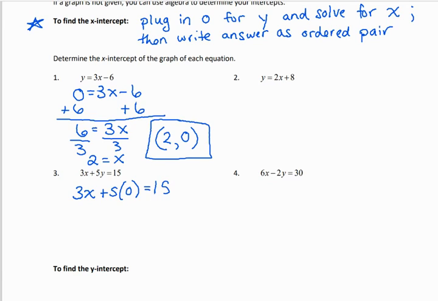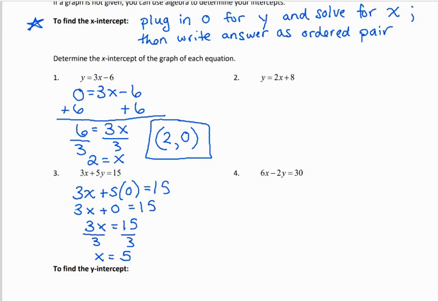Well, I can simplify that, right? What is 5 times 0? 0. So this is really saying 3x plus 0 equals 15. Now what's 3x plus 0? Just 3x. Good. And so now, last but not least, to get x alone, we will divide by 3. So I get x equals 5.